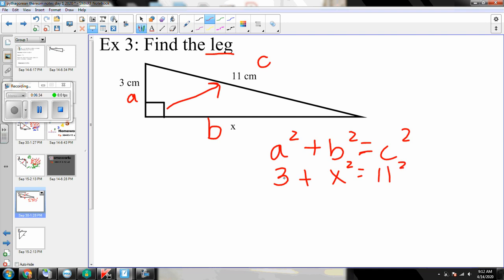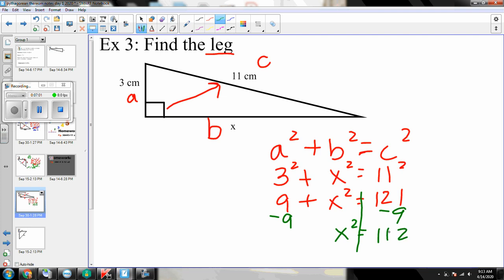Then I'm going to go ahead and find 3 squared. 3 squared is 9. Then I'm going to find 11 squared, which is 121. I cannot add 9 and 121 together because they're not on the same side of the equation. I need to solve this equation for x to the second. So what I need to do is take away 9 to get x to the second equals 112.